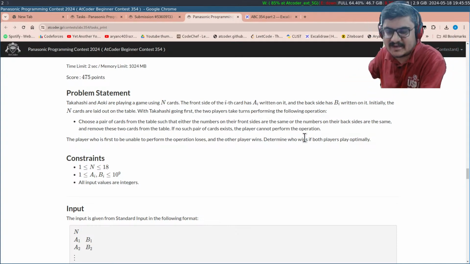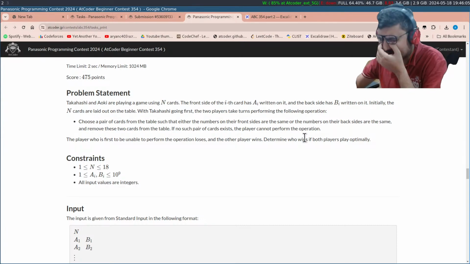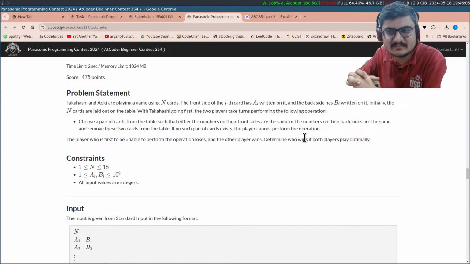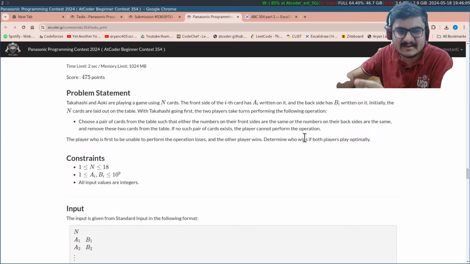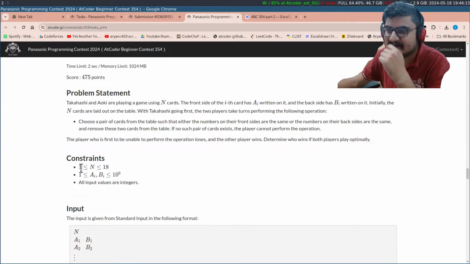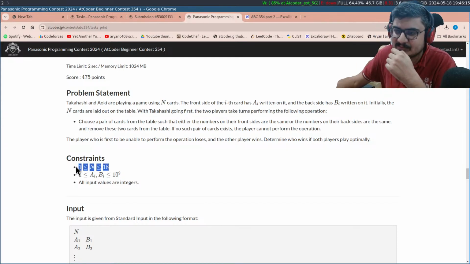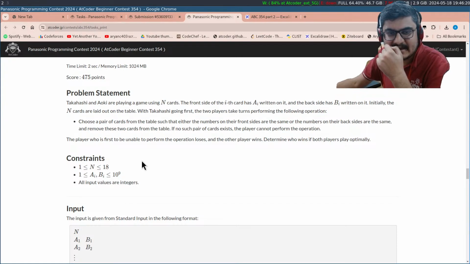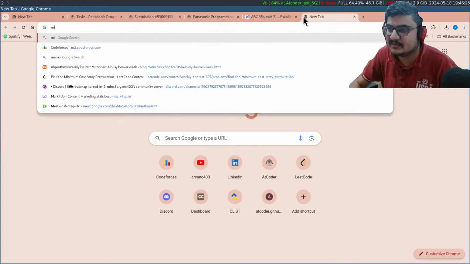So we have some set of cards, and at a time we pick two cards which have the same value on the front side or the back side. Essentially, you can create an edge from i to j for each pair of cards which have the same value, and you pick one edge from the two sides. And fortunately or unfortunately, N was up to 18 here, and we are asked to print who is the winner. So the idea was to use the minimax algorithm.